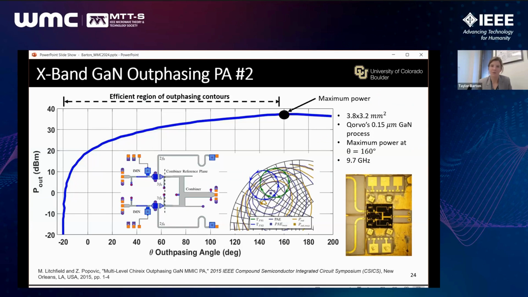And then this PA that I'm showing is from a PhD student in my colleague Professor Popovic's group, where they did an X-band outphasing structure that was tuned up to just match the load impedances for a PA. And I wanted to highlight this because indeed you can see that the load contours are not great for this GaN PA. This is another X-band design.